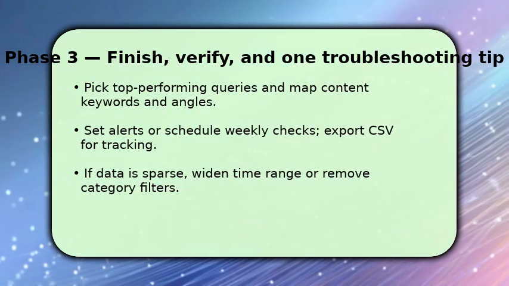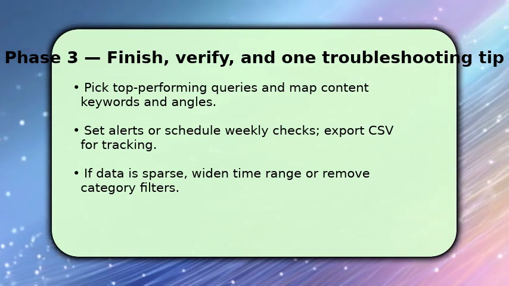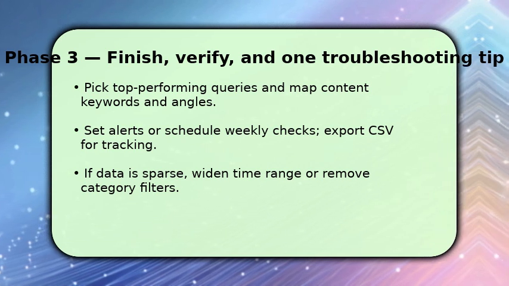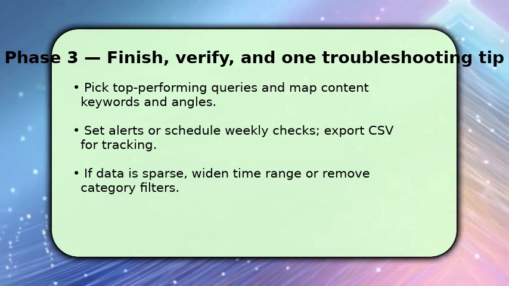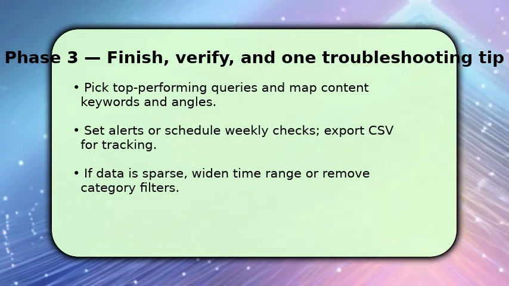Finalize by choosing the top-performing queries and translating them into titles, tags, and content angles. Prioritize terms with steady growth rather than short spikes. Once done, schedule weekly checks or set alerts and export CSVs to track momentum over time.